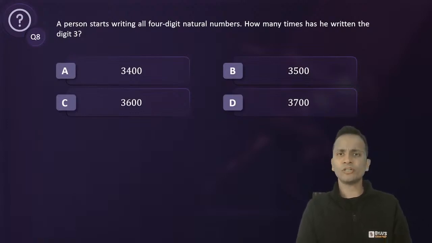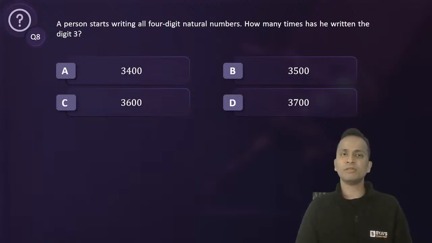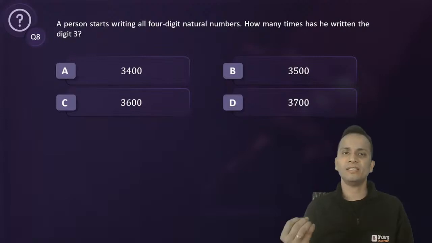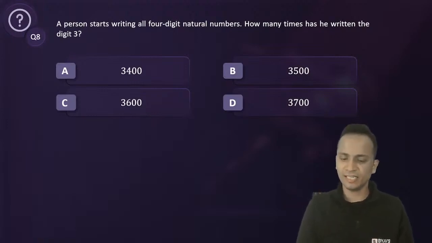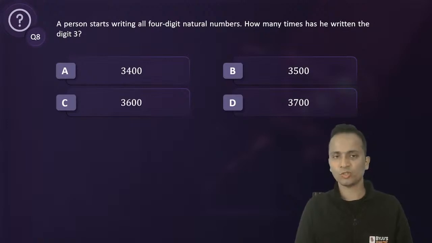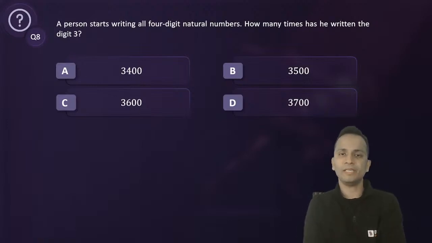So, question number 8 on your screen: a person starts writing all 4-digit numbers. How many times has he written the digit 3? So 4-digit numbers में 3 कितनी बार आता है, ये find out करना है. Very simple question. I'll use 2 different ways of finding the answer. ठीक है? So while writing all 4-digit natural numbers, how many times 3 will appear?